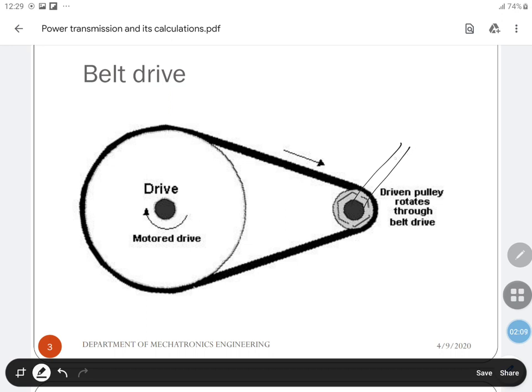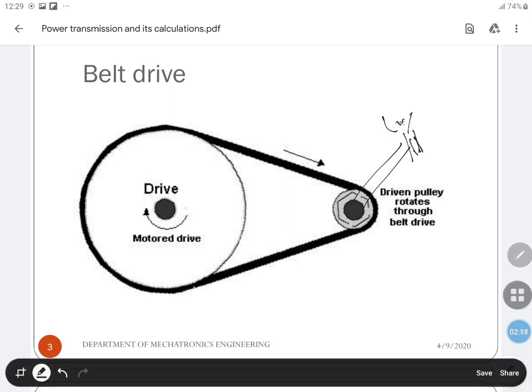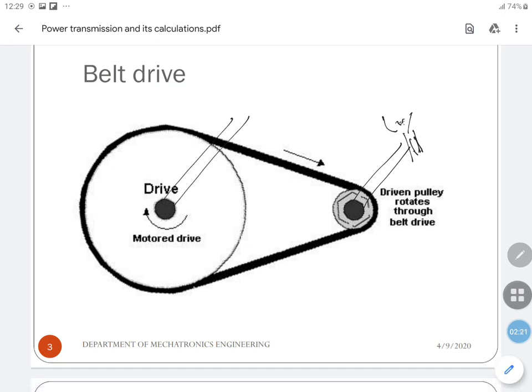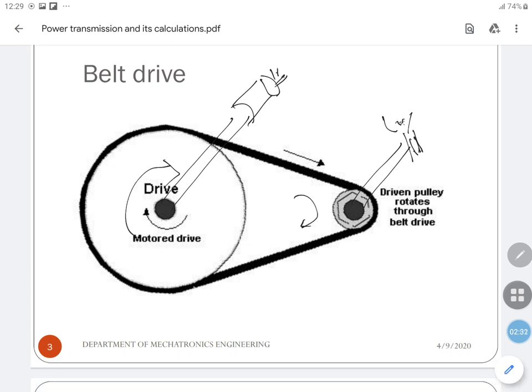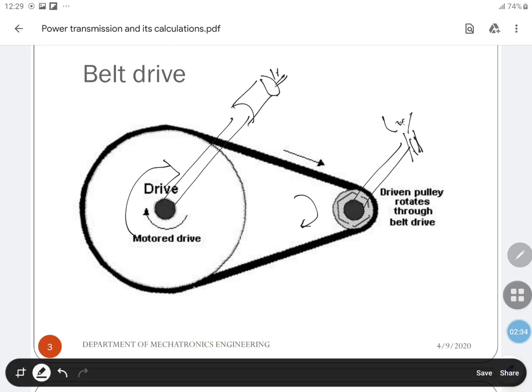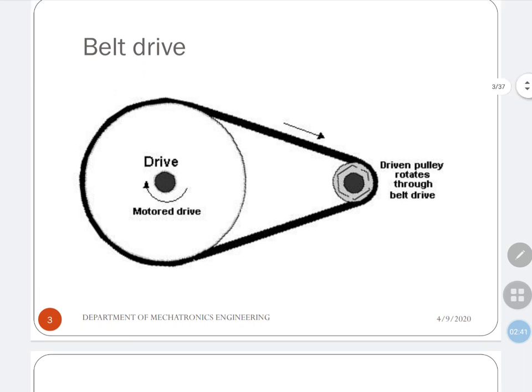Maybe a roller or a grinding machine. Here a motor will be connected. So this would be a motor. Supply will be given. So the thing is that the driving and the driven pulley will be rotating in the same direction. Okay. So this is the schematic diagram of belt drive.